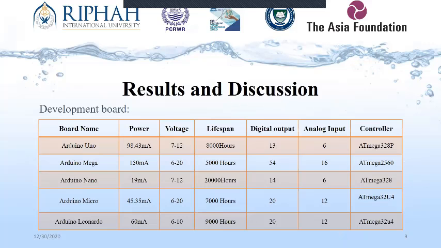So in the first part of the results, we took five different boards which are readily available in the market and tested them for power, voltage, digital output, analog output, and controllers. Finally, we concluded that the Arduino Nano has a power consumption of 19 milliamperes, and its life is 12,000 hours, which is given by our manufacturers. On the basis of this result, we took the Arduino Nano for our sensor fabrication, and we designed it in electronic design software which gave us these results.